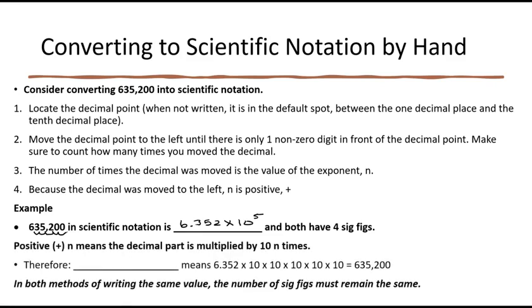If we have a positive n, that means that we're multiplying the decimal part, 6.352, times 10, 5 times. So our value, 6.352 times 10 to the 5th, is 6.352 times 10 times 10 times 10 times 10 times 10, giving us 635,200. In both methods of writing the same value, the number of significant figures must remain the same.